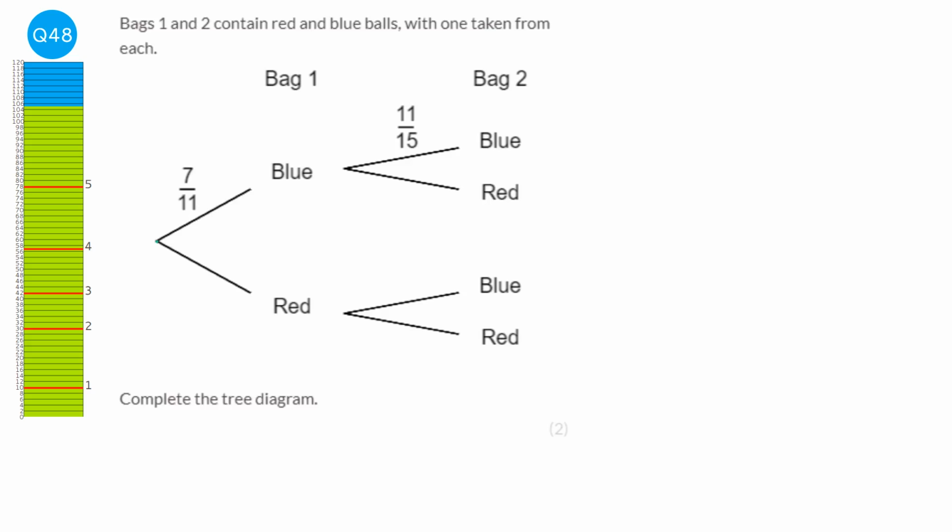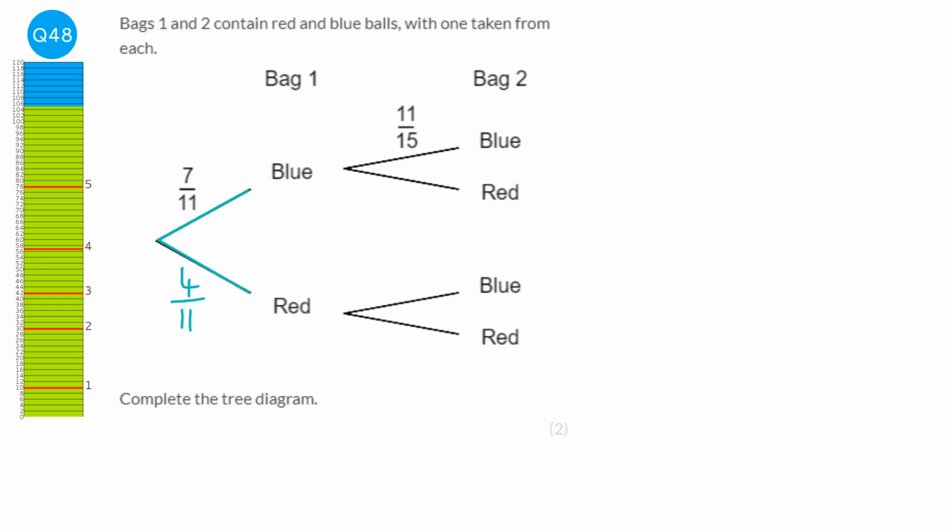So we're going to first of all look at the starting section. So we've got the probability of a blue being picked from bag 1 is 7/11. So the probability for blue and red must equal 1. So what do we add to 7 to get to 11? Well, we add 4, and so it would be 4/11. So these two here must add up to 11/11, which is 1.